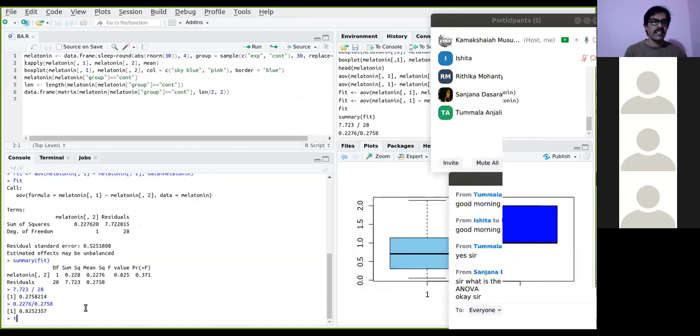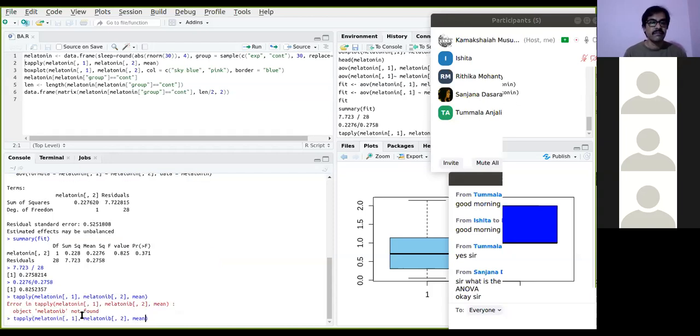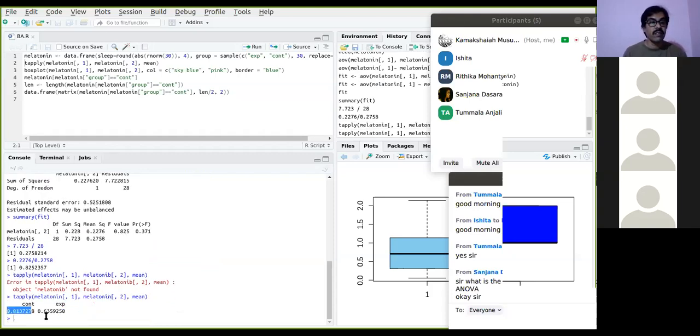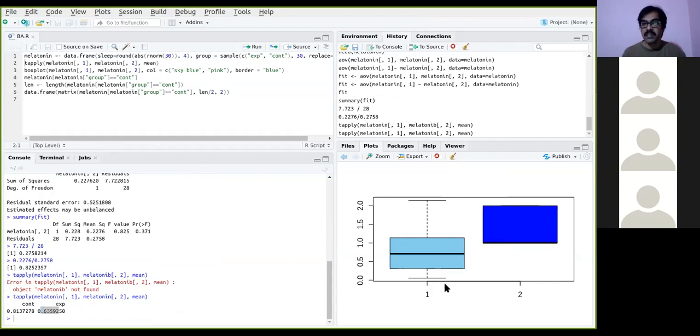Let's go back again. P apply. Melatonin 1 and melatonin 2. Now, mean. So, what is the mean value for these two groups? You see here 0.81, 0.63. There is a difference. You see, even in our chart, there is some difference. But whatever the difference that we are observing, it is just a matter of sampling. It is not a true difference.